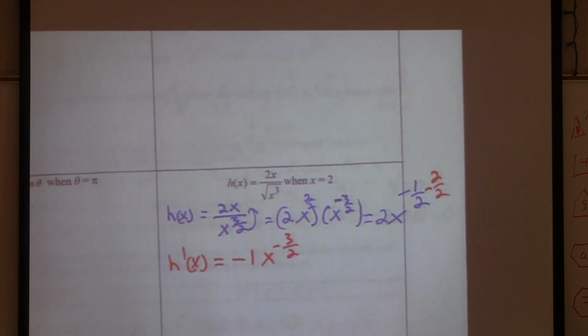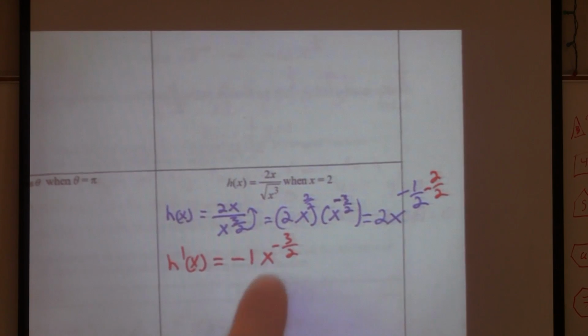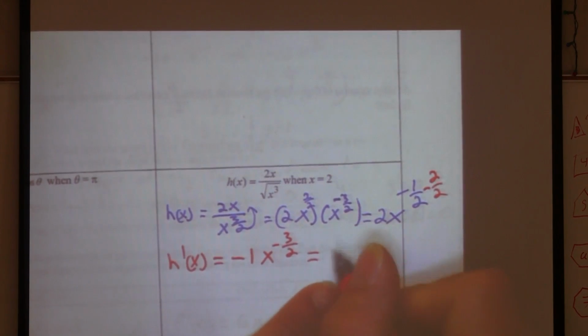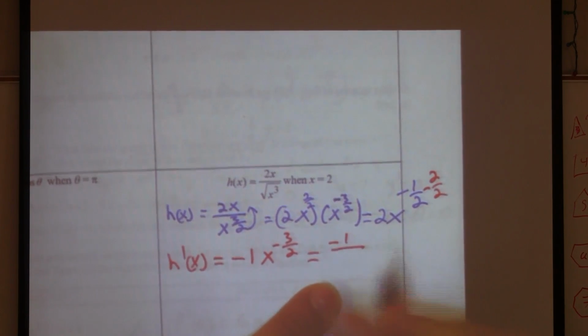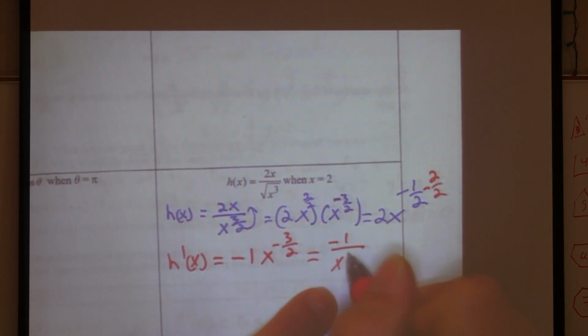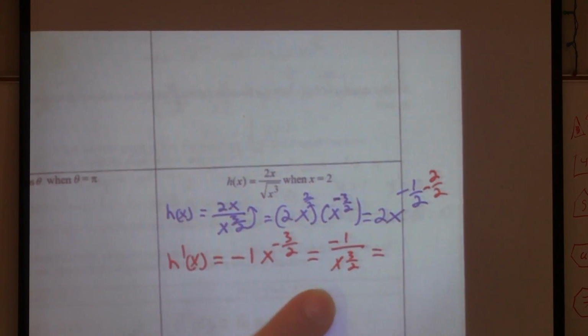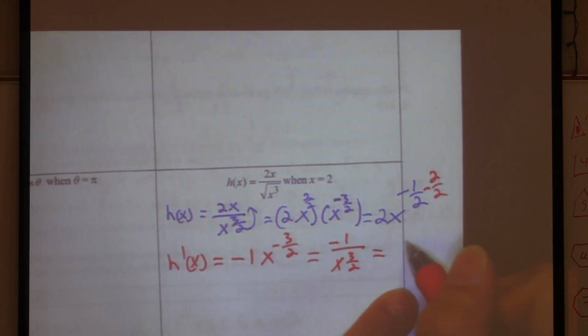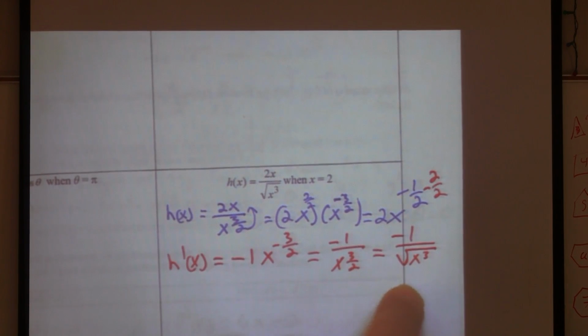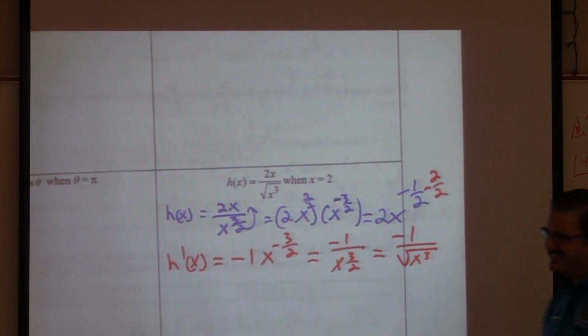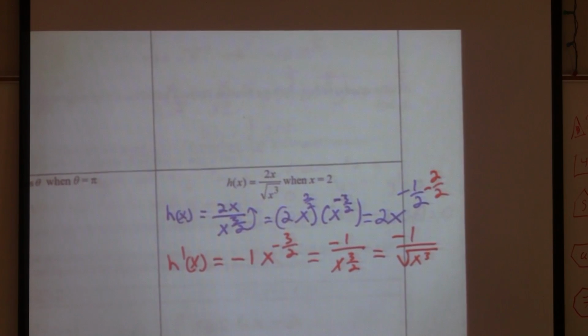Alright, can I leave it like that? No. What would it be? Negative 1 over x to the 3 over 2, can I leave it like that? No, what would it be? Negative 1 over the square root of x to the third. Beautiful. I love math. Good job.